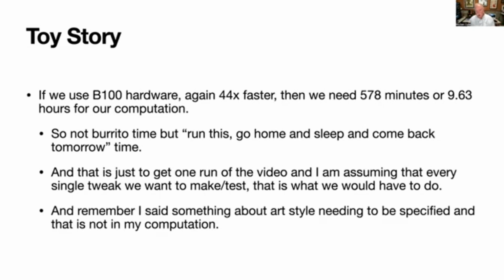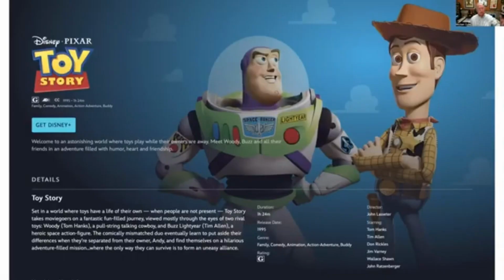If we use B100 hardware, again, 44 times faster, then we need 578 minutes, or 9.63 hours for our computation. So this is not burrito time, but run this, go home and sleep and come back tomorrow time. And that is just to get one run of the video. I'm assuming that every single tweak we want to make or test, that is what we would have to do. And remember, I said something about art style needing to be specified, and that is not in my computation. So it actually takes a lot longer. All right, Disney, Pixar Toy Story.